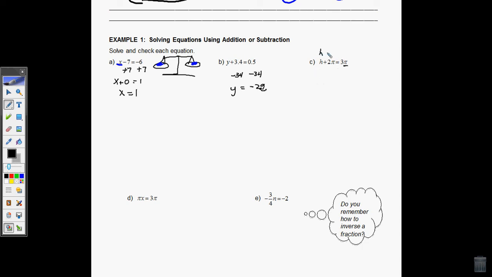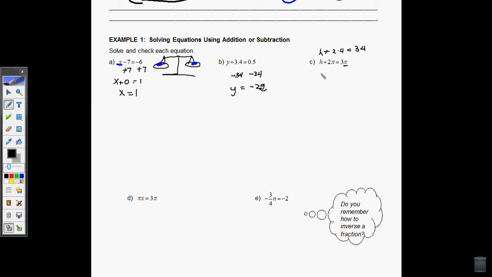I could easily say this equation is something like h plus 2 times 4 equals 3 times 4. And that would be another representation of exactly what's happening here. This is 2 times this number equals 3 times this number. Now pi isn't a number we don't know, it's simply a neater way of writing 3.14159.